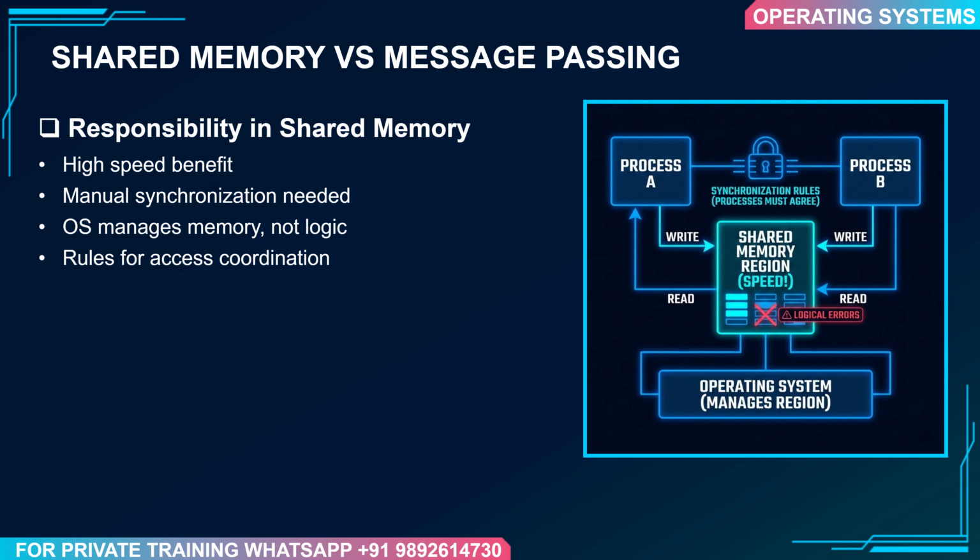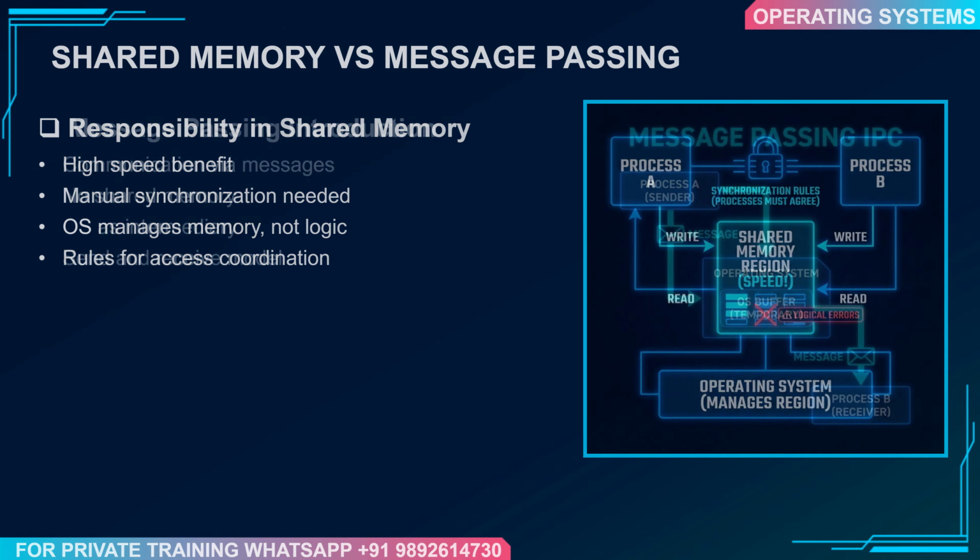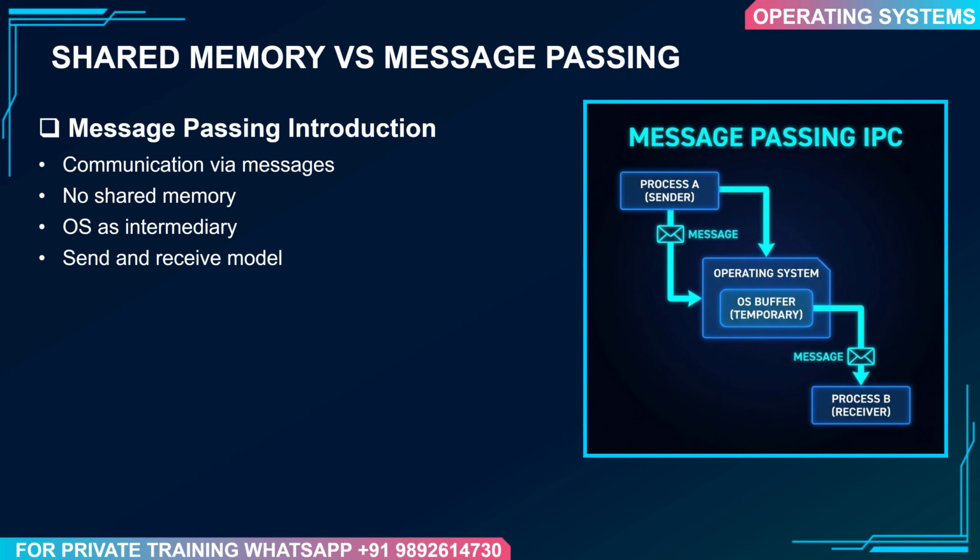In simple words, shared memory gives you speed, but you must handle synchronization carefully. The operating system usually helps with creating and managing the shared memory region, but it does not automatically protect you from logical errors. The processes themselves must agree on rules like who writes when, who reads when, and how conflicts are avoided. Now let us switch to the second major approach, message passing.